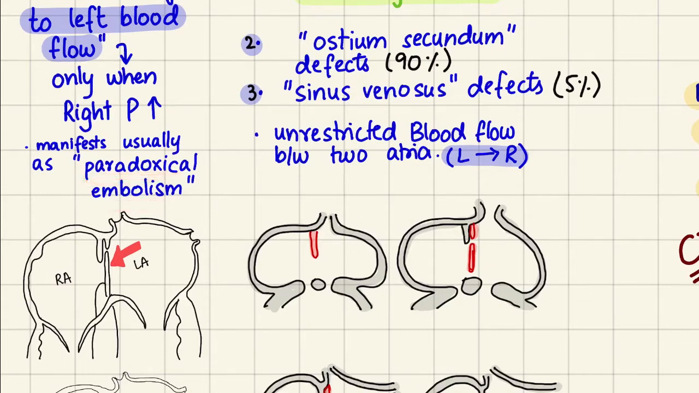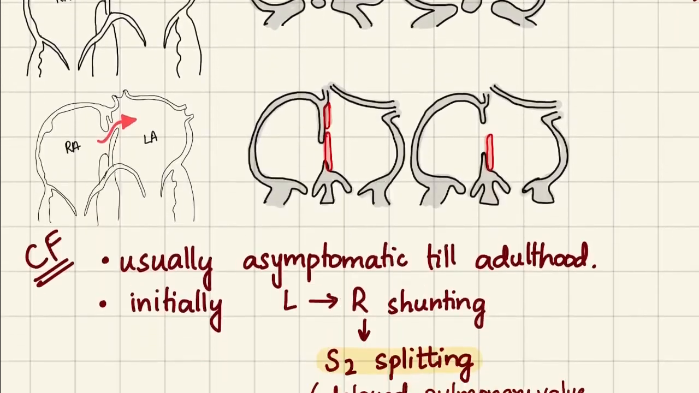That is, this emboli will go from the veins into the right atrium, and then to the left atrium, and then through the left ventricle to the systemic circulation. So this embolism will not be going towards the pulmonary circulation but towards the systemic circulation, which is not a usual case. So that's why it is called paradoxical embolism. I hope that is clear.